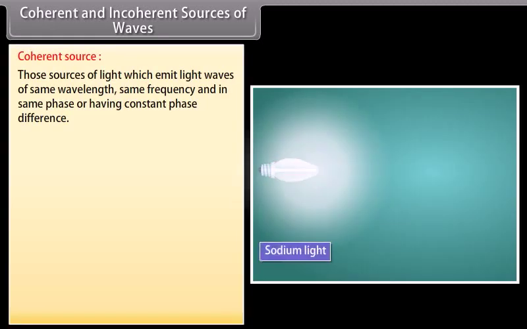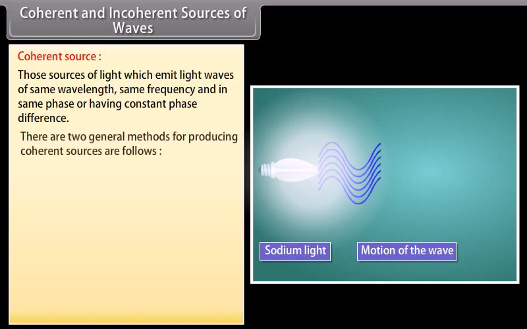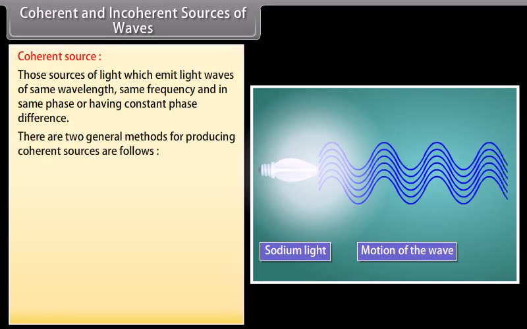Coherent and incoherent sources of waves. Coherent sources of light are those sources of light which emit light waves of the same wavelength, same frequency, and in the same phase or having constant phase difference. There are two general methods for producing coherent sources as follows.